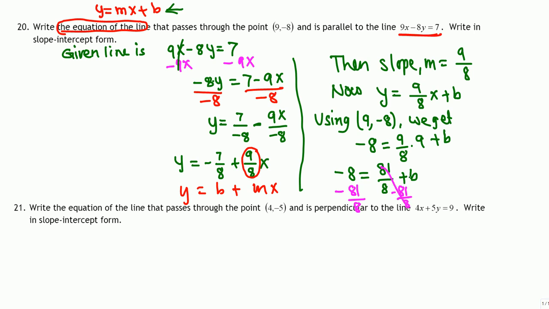Then we have b equals negative 8 minus 81 over 8. Let me work over here. Negative 8 minus 81 over 8.